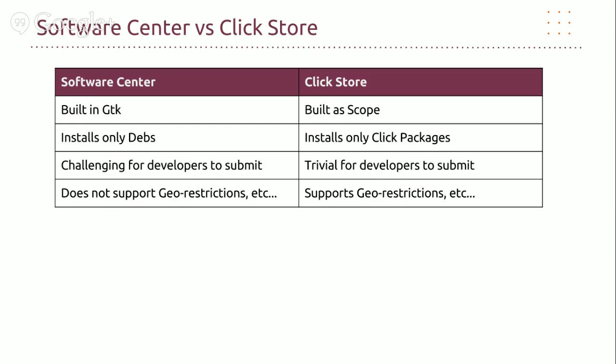You may be familiar with some of the challenges that developers have had building Debian packages and submitting them to the store. Whereas on the Click Store, it's really quite trivial and easy for developers to submit applications. If you look at the list of applications, you'll see how many have already been created. The Software Center just lacks some features that the Click Store has and will continue to have. But you can see there are some bridges that we need to build between the Software Center and the Click Store world as we bring convergence to the desktop.